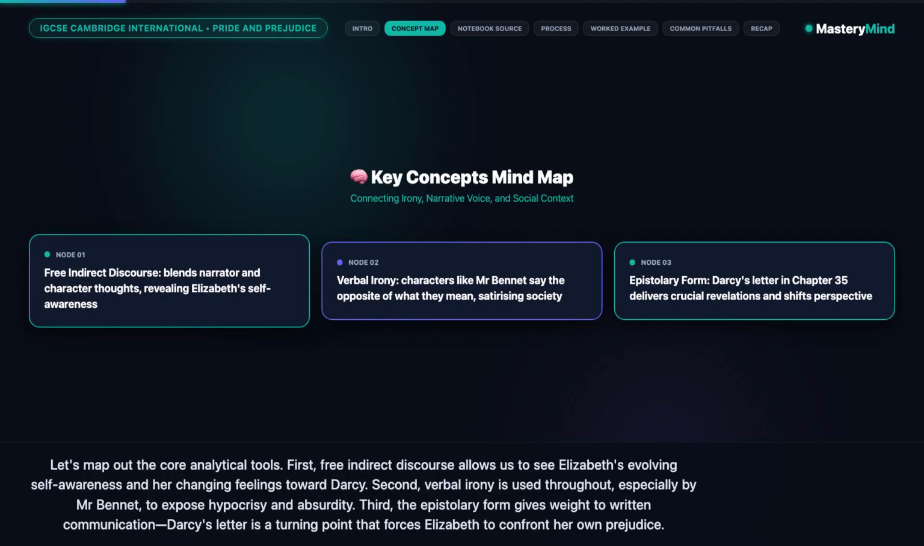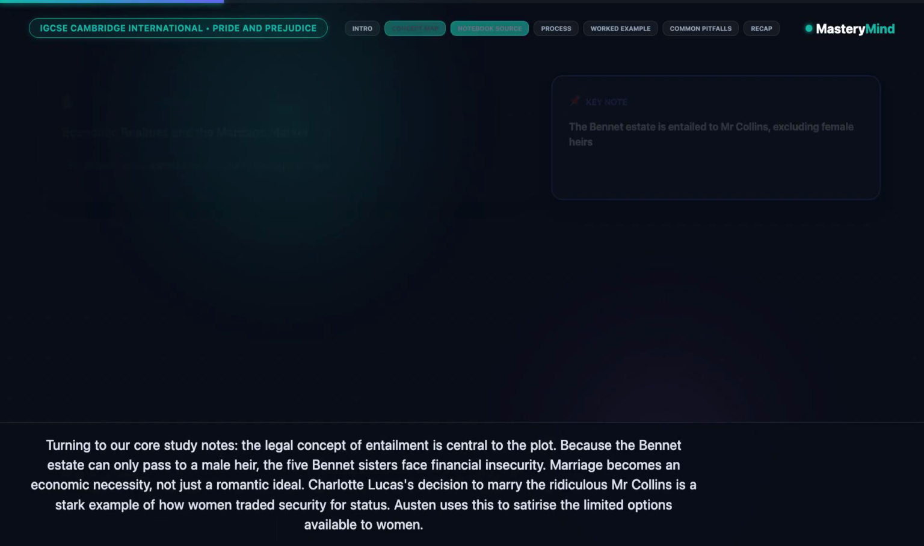First, free indirect discourse allows us to see Elizabeth's evolving self-awareness and her changing feelings toward Darcy. Second, verbal irony is used throughout, especially by Mr. Bennet, to expose hypocrisy and absurdity. Third, the epistolary form gives weight to written communication. Darcy's letter is a turning point that forces Elizabeth to confront her own prejudice.